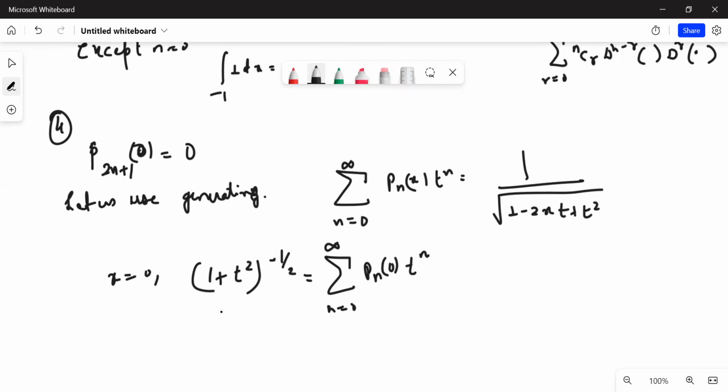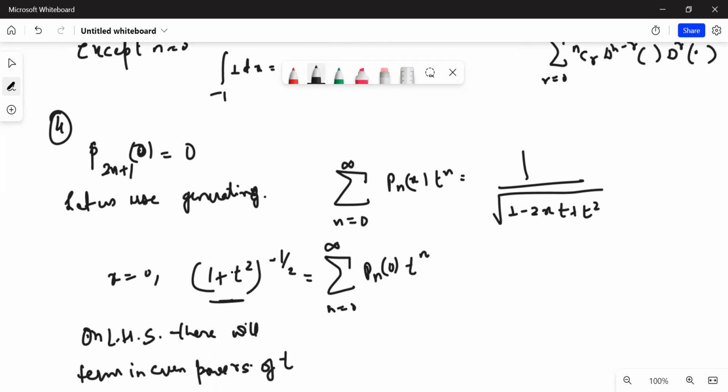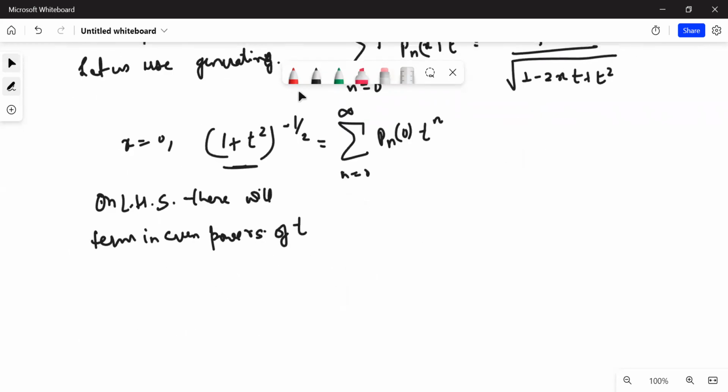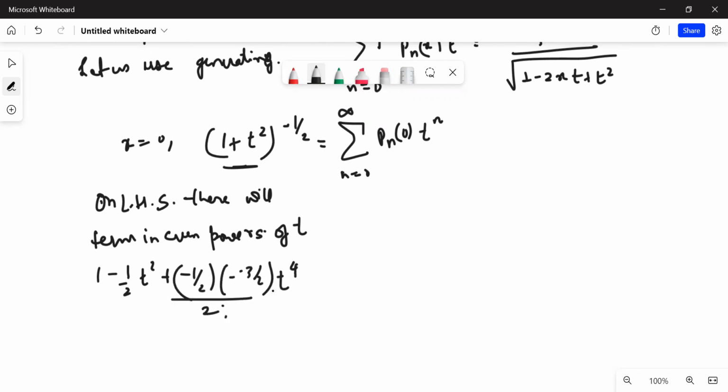Yeah. Okay. On the left hand side, you will see that there are only terms in even powers of t. Even powers of t. Clearly? देखो, इसका एक्सपेंशन करोगे तो क्या आएगा? ऐसा एक्सपेंशन आएगा इसका: 1 minus 1 by 2 t square plus (minus 1 by 2)(minus 3 by 2) divided by 2 factorial times (t square) whole square, t की पावर 4, so on and so forth, और एक आ जाएगा minus 1 by 2 Cn की वजह से, मैं ऐसे लिख देता हूँ.